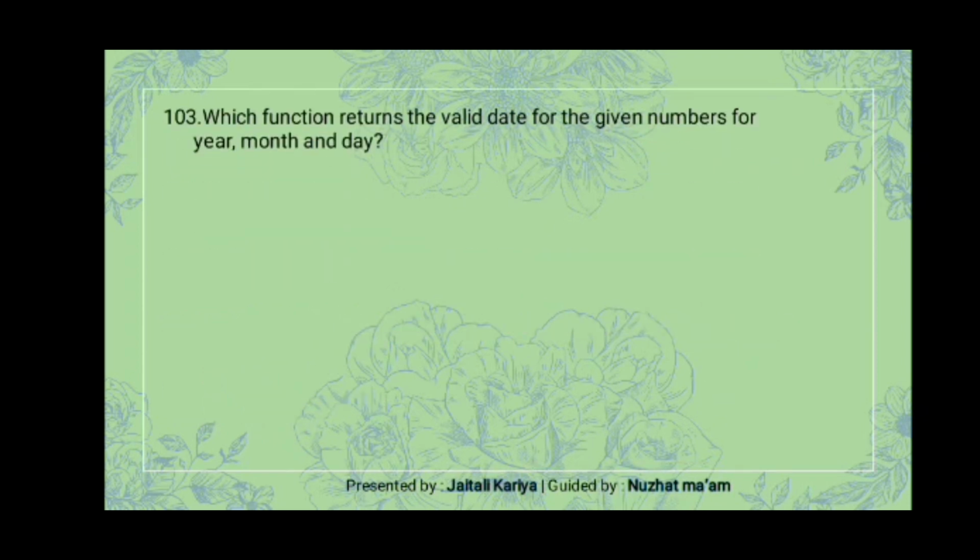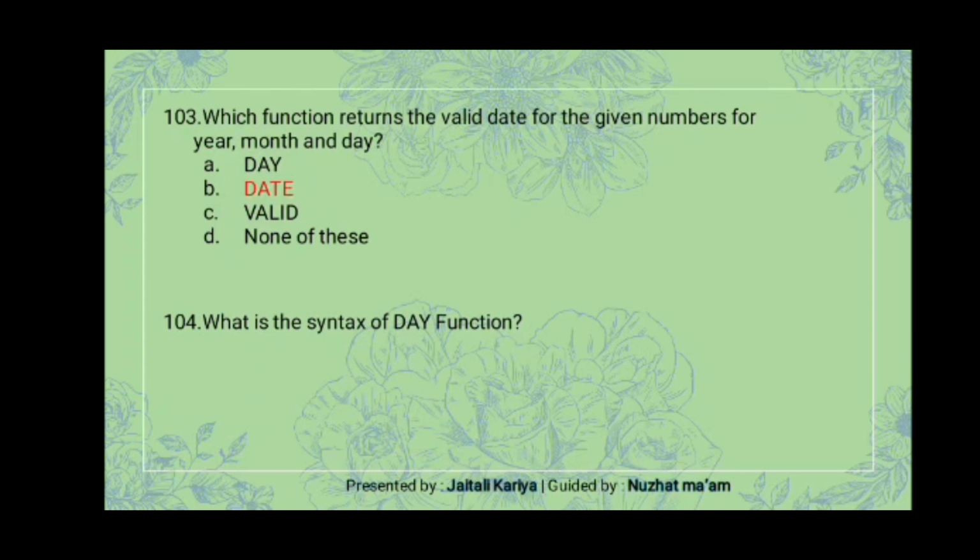103. Which function returns the valid date for the given numbers for year, month and day? A day, B date, C valid and D none of this. The correct answer is B, that is date. 104. What is the syntax of day function? A equal to day brackets, B equal to day into the bracket date, C equal to day into the bracket date month year, and D equal to day into the bracket today. The correct answer is B, that is equal to day into the bracket date.